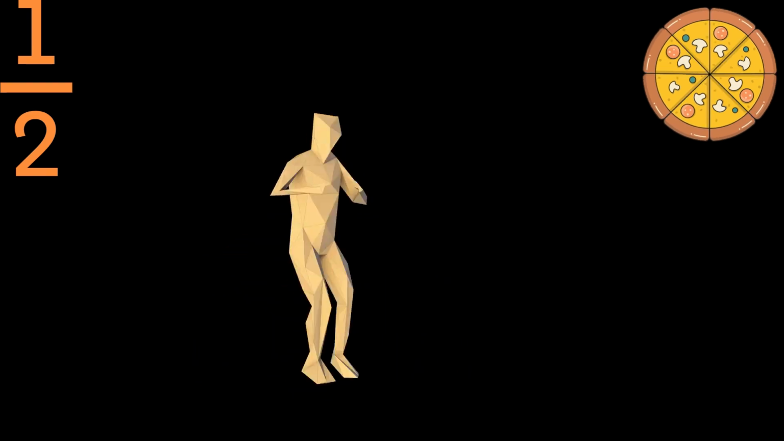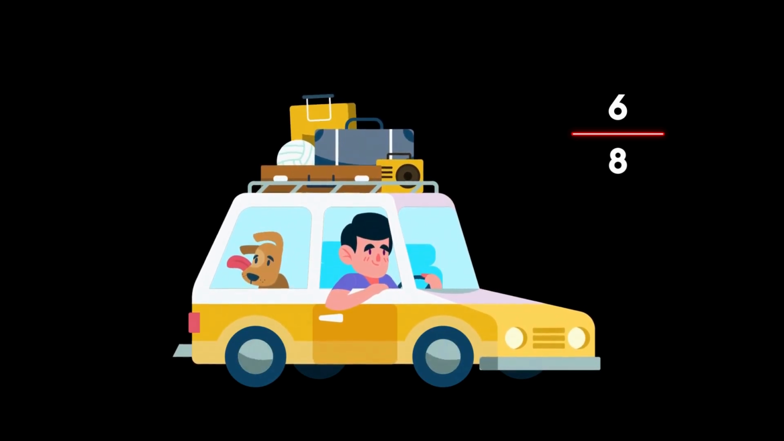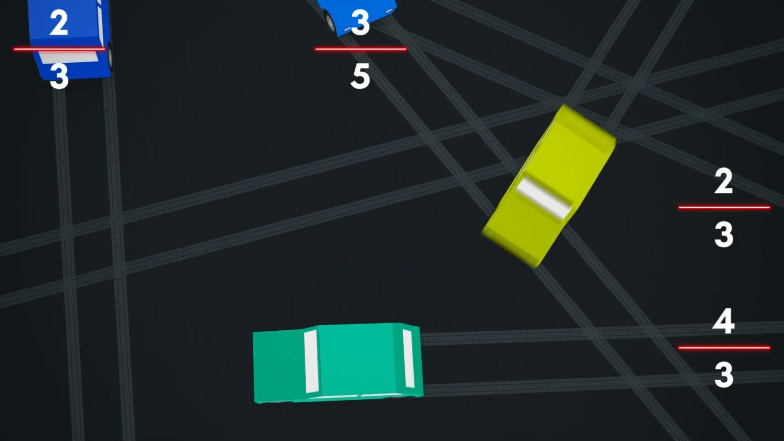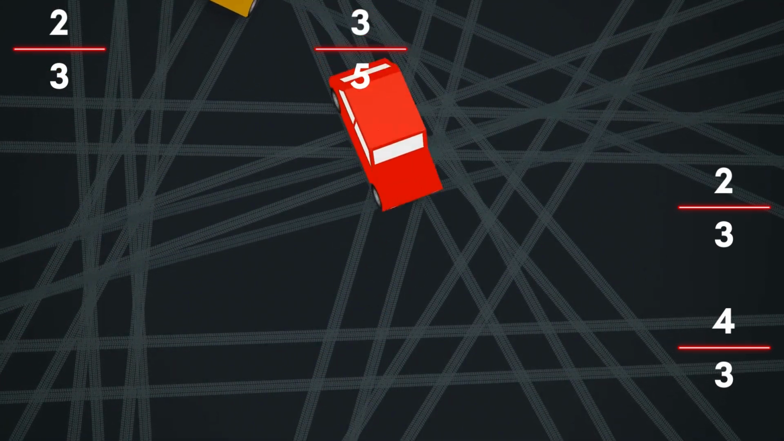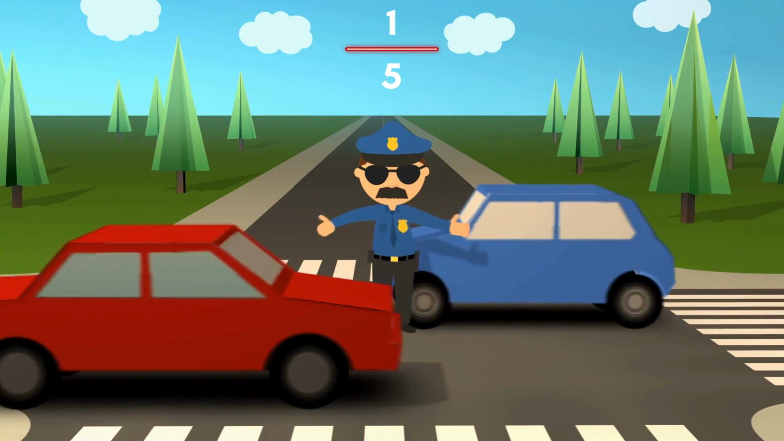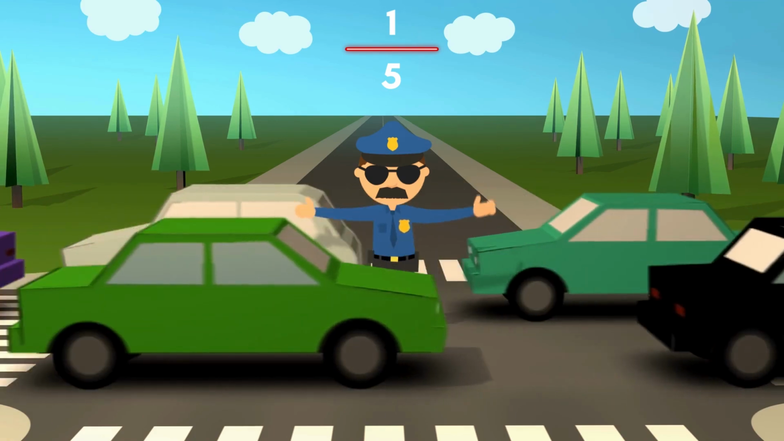Let's go. We are now moving on to like fractions and unit fractions. Like fractions have the same denominator. For example, 2 over 3 and 3 over 5 are not like fractions, but 2 over 3 and 4 over 3 are like fractions. A unit fraction has a numerator of 1, like 1 over 5. It represents one part of the whole divided into equal parts.